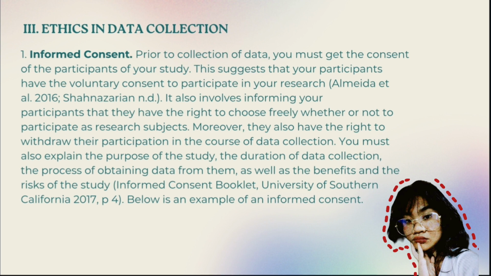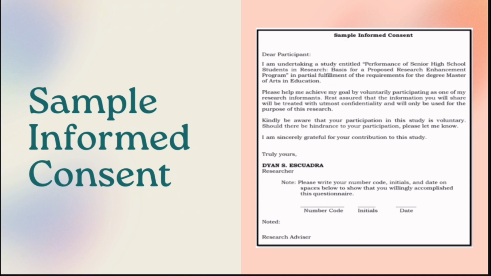Ethics in data collection. 1, informed consent. Prior to collection of data, you must get the consent of the participants of your study. This suggests that your participants have voluntarily consented to participate in your research. It also involves informing your participants that they have the right to choose freely whether or not to participate as research subjects. Moreover, they also have the right to withdraw their participation in the course of data collection. You must also explain the purpose of the study, the duration of data collection, the process of obtaining the data from them, as well as the benefits and the risks of the study. Here's one example of informed consent.